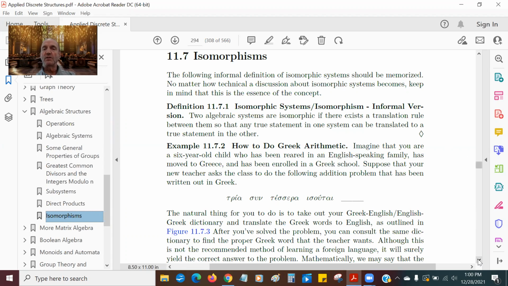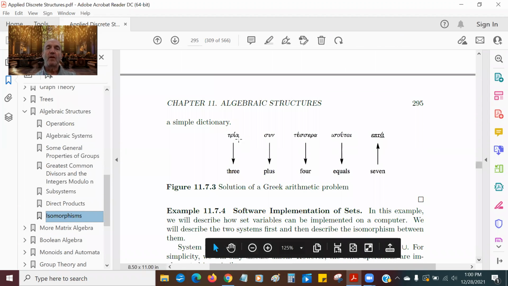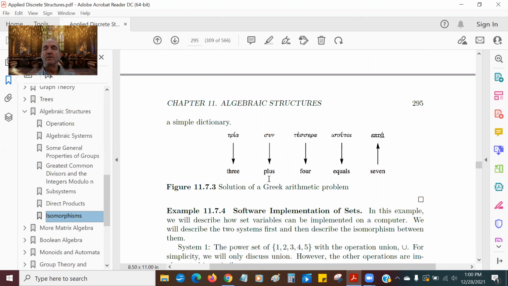So just like a language, there's this Greek word that corresponds to the word three. This is the word plus, that's the word four, that's the word equals, that's the word seven. So this, I don't know how to pronounce this in Greek, is the same as saying 3 plus 4 equals 7. That's kind of an isomorphism between the Greek language and the English language. This is a very rough example.